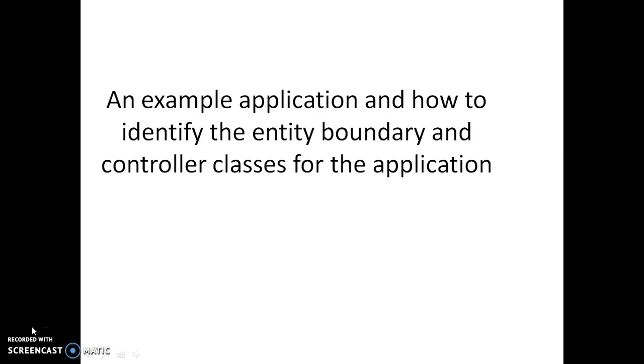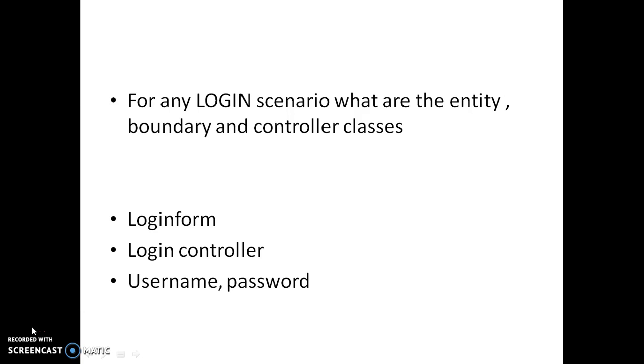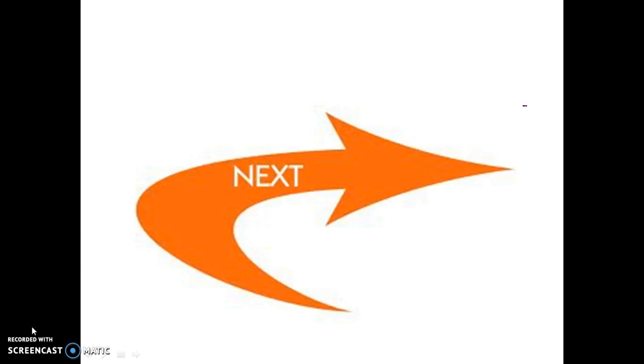Let's look at an example application and how we identify different kinds of classes in the application. Let's take the simplest login scenario, which is true with any application, and let's identify the three types of classes there. The form in which a user is able to fill in the username and password would be a login form, which is a boundary class because it interfaces with the user. The usernames and passwords are stored in an entity class, and the controller class would be where you compare the username and passwords with the stored usernames and passwords.